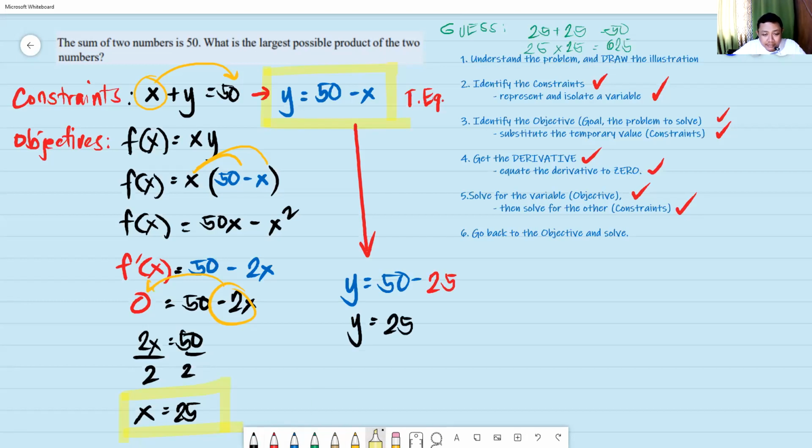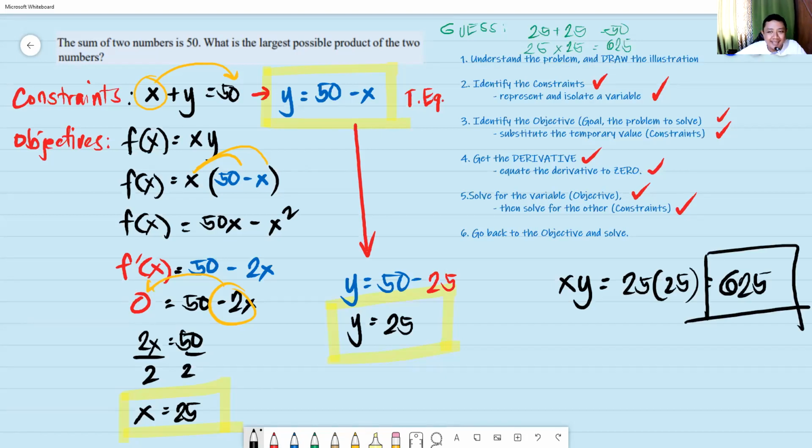Now that we know the two numbers, what do you think is our product? For the product, we will now go back to our objective. So we have here x times y. This is equal to 25 times 25. And that is equal to 625. That's it. And the guess of our classmates is correct.